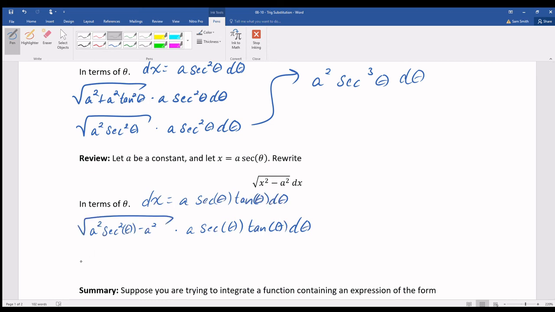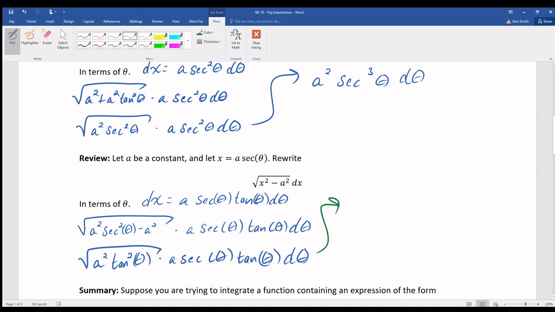So, accounting for the a squared that we have, this becomes a squared tan squared theta. Once again, we've managed to get rid of that subtraction under the root and transformed it into a multiplication under the root. So this can be simplified as a squared times secant times tan squared theta, completely eliminating the root.